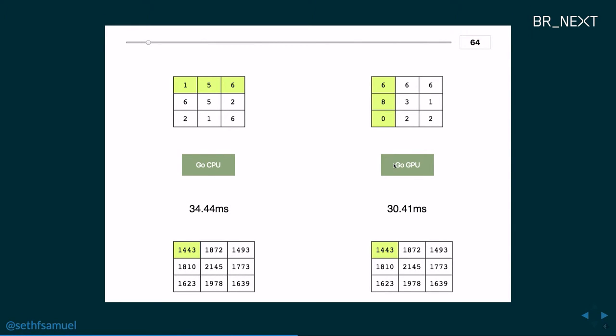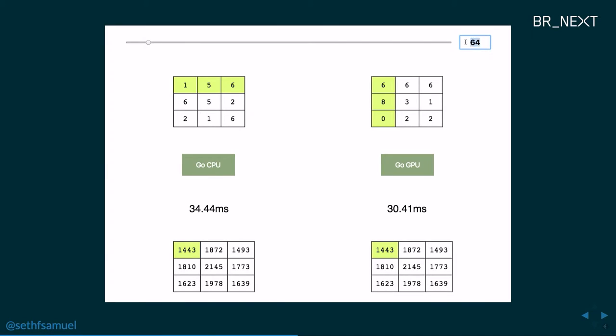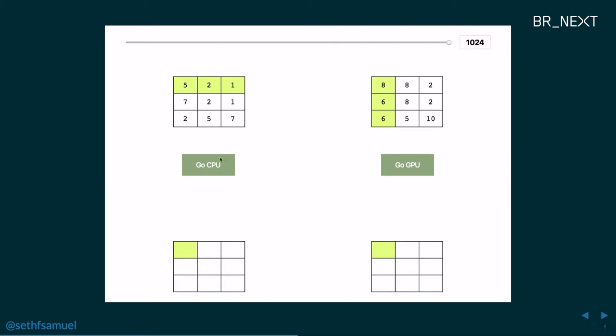All right, cool. So about six. So these are actually 64 by 64, but I don't have that big a screen. So you can see we've got lots of numbers. And now the GPU's starting to pull ahead. There's a little noise in the benchmarks here. Let's just turn it all the way up to 11. OK.